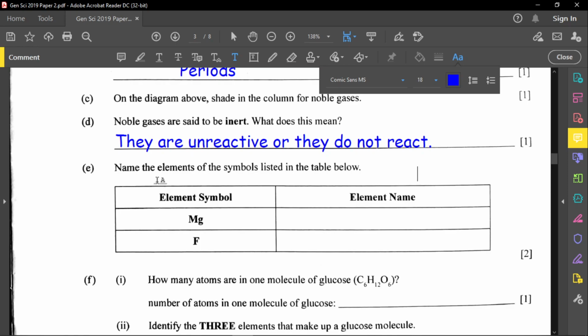All right, in part E, it said name the elements of the symbols listed in the table below. So the elements here, Mg is for magnesium, and F is for fluorine. All right, so great.